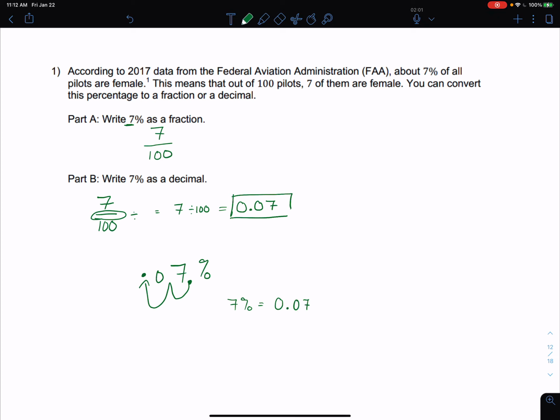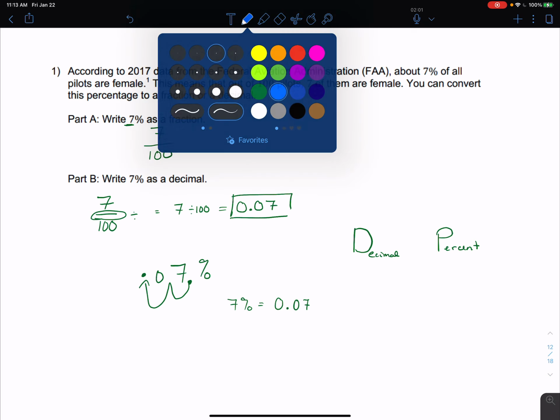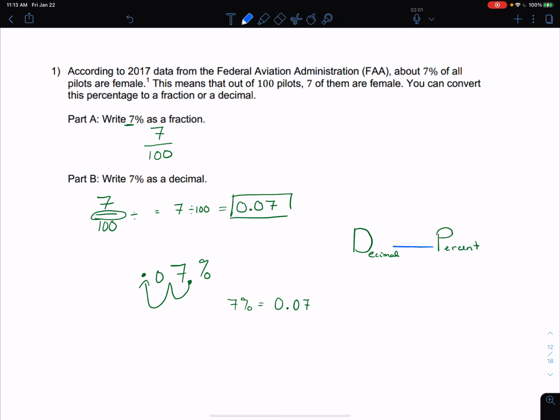Now, the way to remember which way to move your decimal point, or the way I remember it, is I think about alphabetical order. Right? In the alphabet, D comes before P. So if we think of this D as representing our decimal form and the P as representing the percent form, then if we want to go from a percent to a decimal, we'll move 2 spaces to the left.